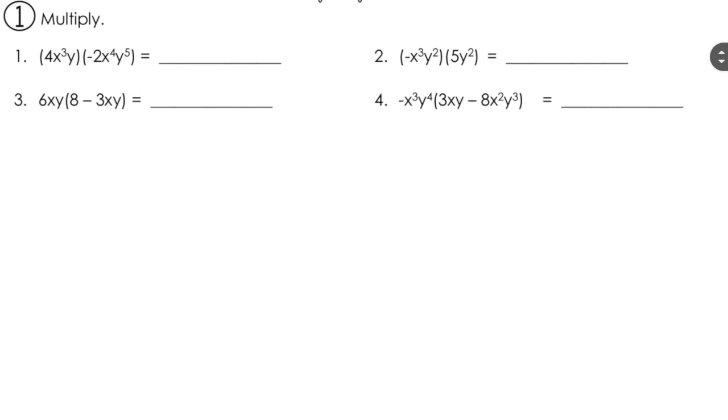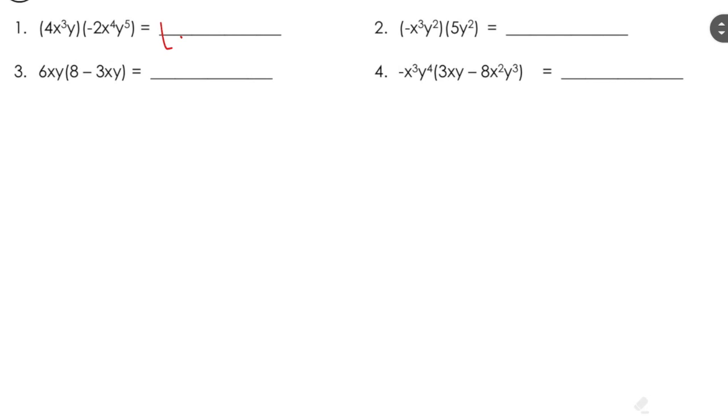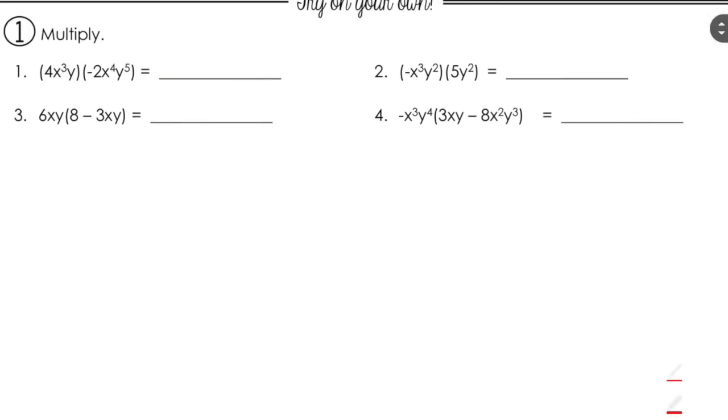Okay, so problem number 1. So remember, numbers go with numbers. So 4 times negative 2 is negative 8. And then x to the third times x to the fourth will be x to the seventh. And y times y to the fifth is y to the sixth. Remember, there's an invisible 1 in front. Invisible 1 as an exponent for the y.